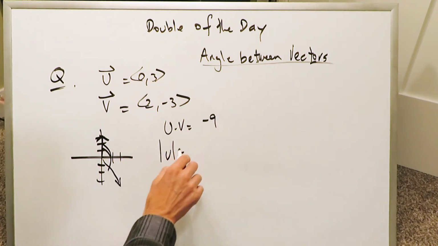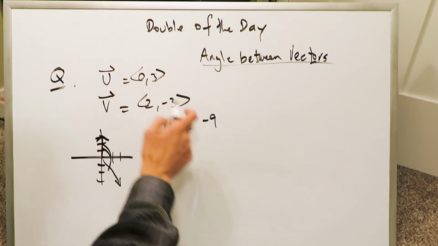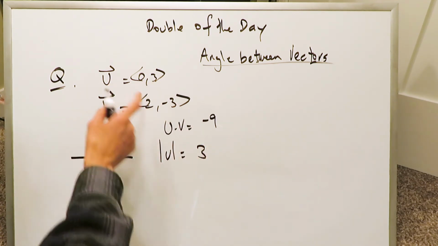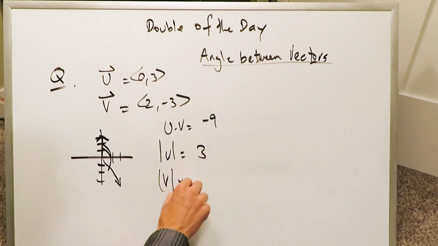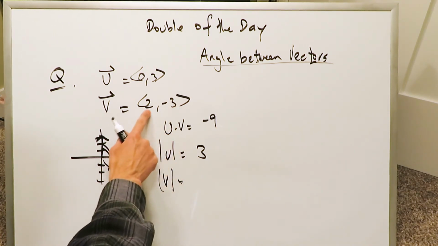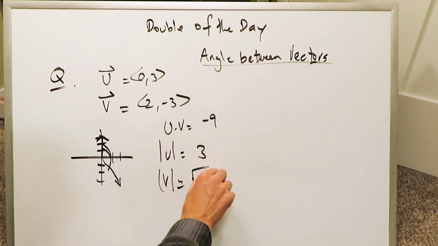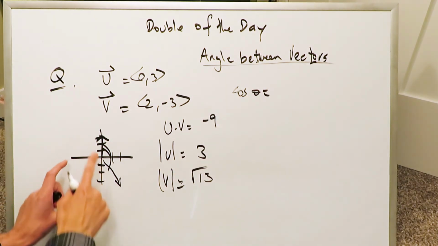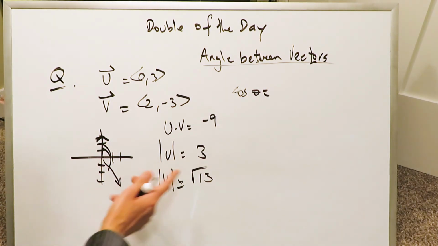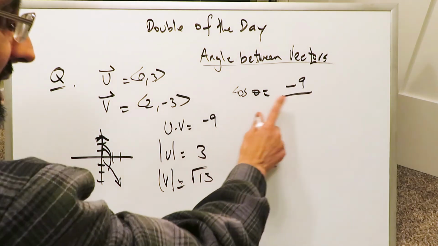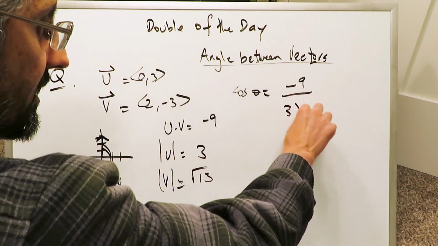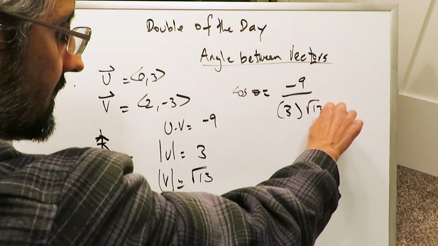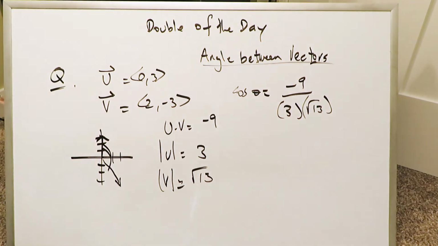What's the magnitude of u? It's just going to be a 3. Easy, right? Magnitude of v. This square plus this square, square root 4 plus 9, root 13. Cosine theta is equal to, well, look over here, you can have an obtuse angle, so it better look like an obtuse angle. It's going to be the dot product divided by the product of these individual magnitudes.